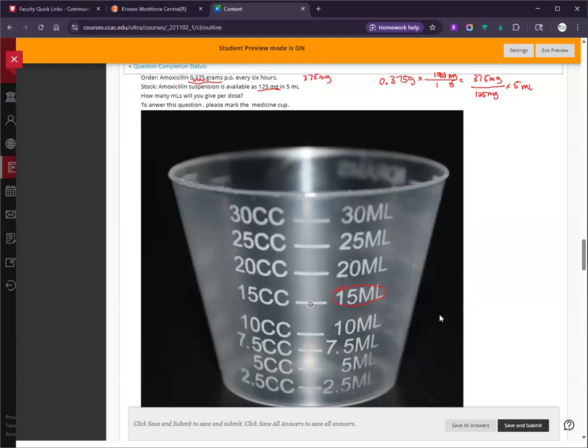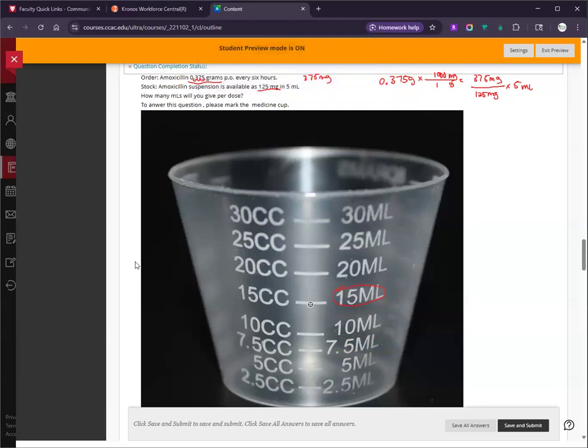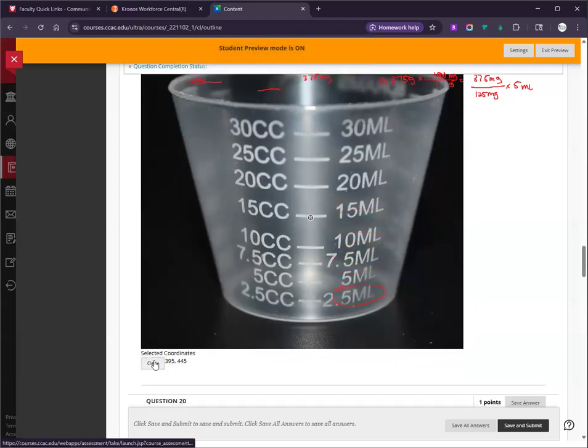So on Blackboard, you're going to drop a point onto it because it even tells you, please mark the medicine cup, and what they want you to do is just use your mouse. And if you put it in the wrong spot, like if I click on it again, it gives me a warning. It says you can't do that. I need to clear it.